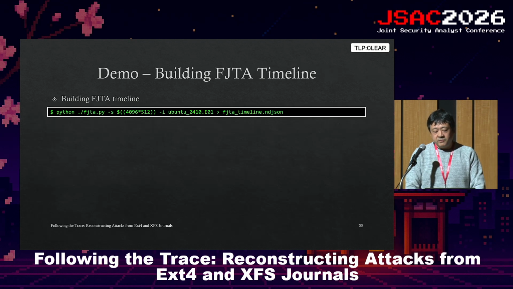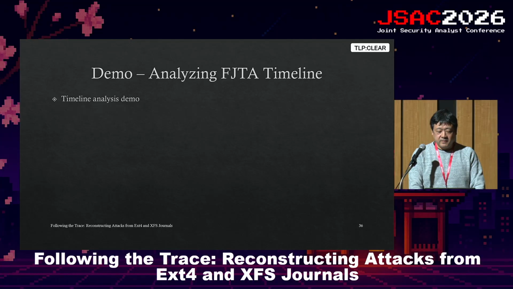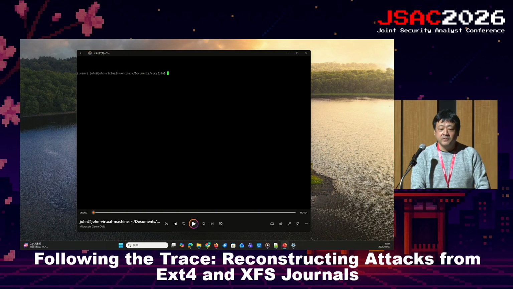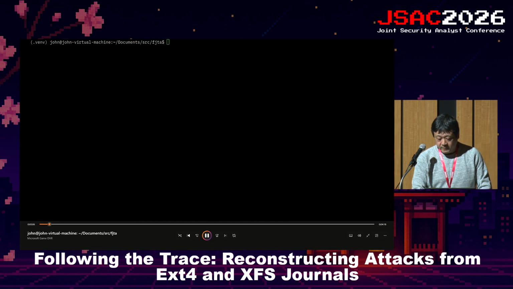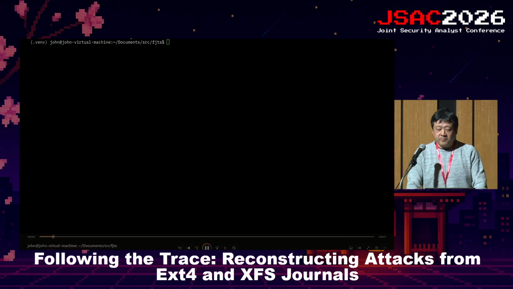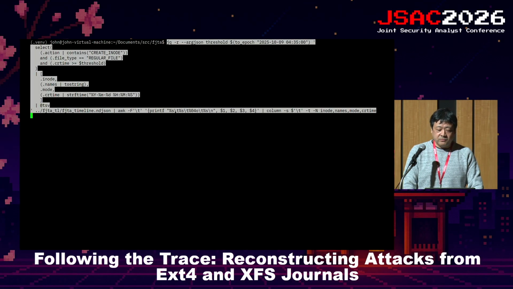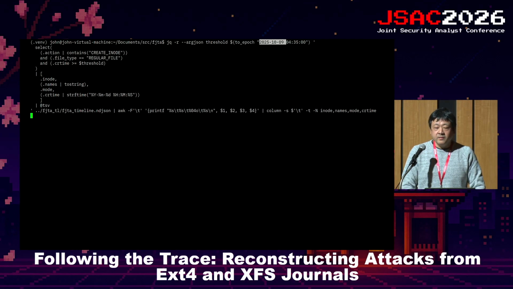Now, the FJTA timeline is built. Let's analyze the FJTA timeline. It's a recorded demo, but it shows you how the analysis is done. TSK timeline analysis and the like. The files created at the set time are to be shown. So this is the time, and then create inode. The generated files are to be output.